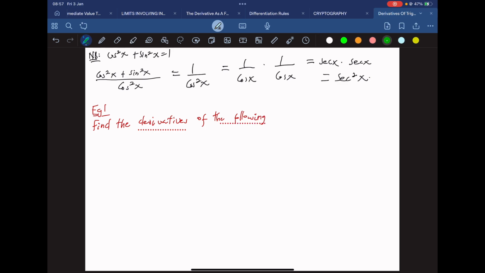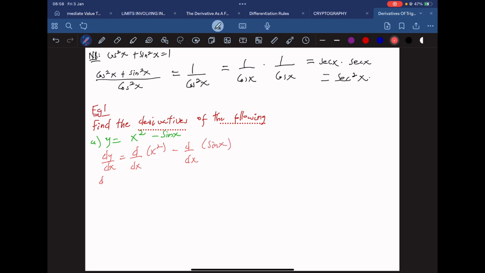The first one is y equal to x squared minus sine x. Now note, to find the derivative, we have dy dx. This is equal to d dx of x squared minus d dx of sine x.